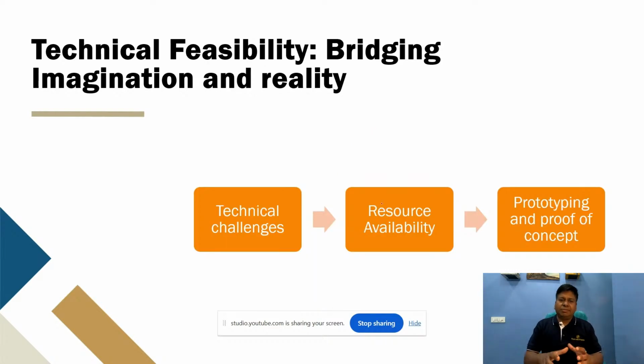Now let's deep dive into all these three aspects. Let's first jump into the technical feasibility. Technical feasibility is to understand the technical challenges. Start by finding the core technical hurdle. It is not like everything is available and you can utilize that. No, some technical hurdle you need to overcome.